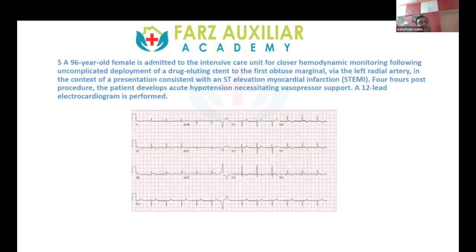Then question number 5: a 96-year-old female is admitted to ICU for closer hemodynamic monitoring following uncomplicated deployment of a drug-eluting stent to the first obtuse marginal via left radial artery, in the context of presentation consistent with an ST elevation MI. 4 hours post-procedure, the patient developed acute hypotension necessitating vasopressor support. 12-lead ECG is performed.